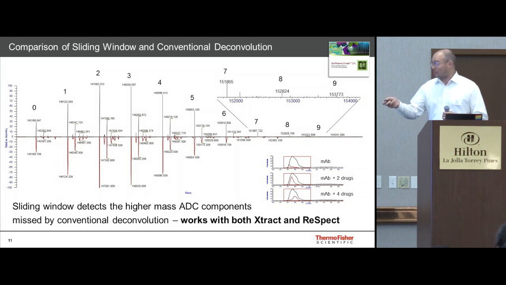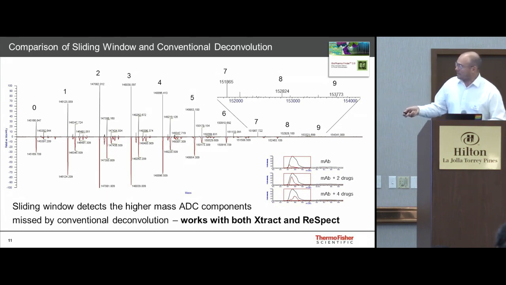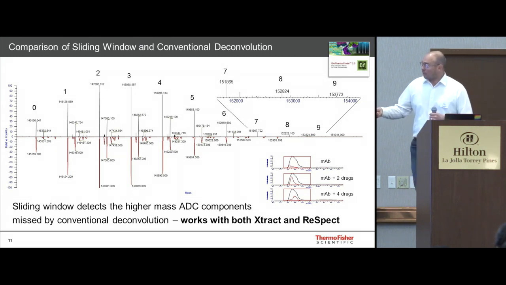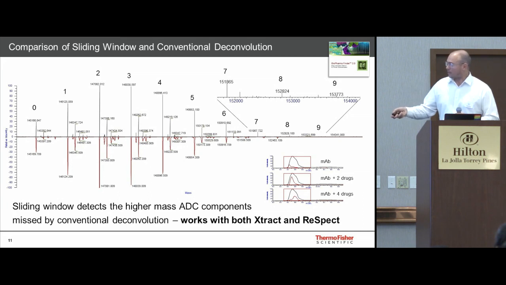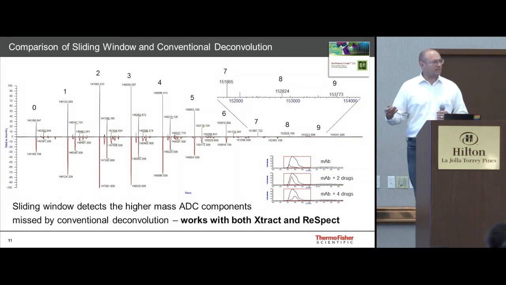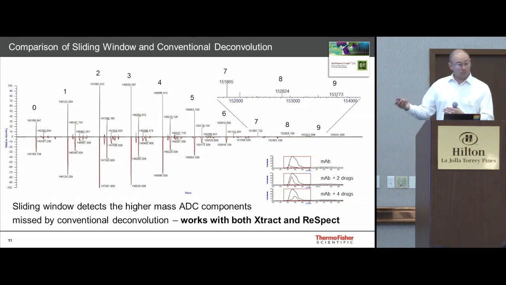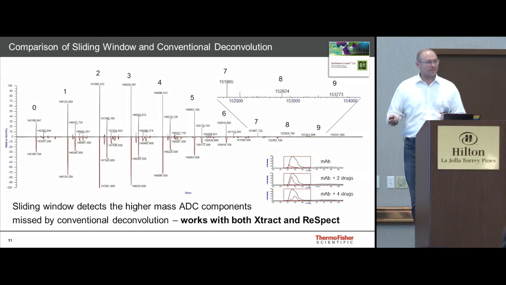Well, the sliding window is the right answer because what's happening is these higher drug loads tend to elute later. They tend to elute later in the chromatography. So if we're making an average across the peak here, we're not capturing any of these things. So we're biasing the result against the higher drug load. So this is the correct result. It's also the easy way to do it too.